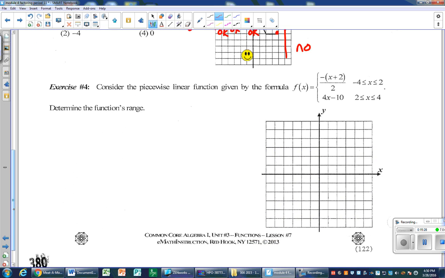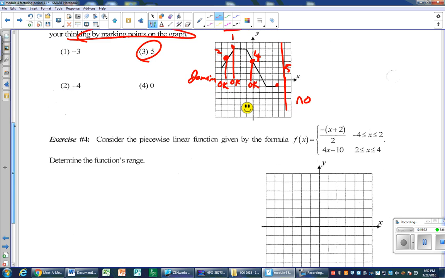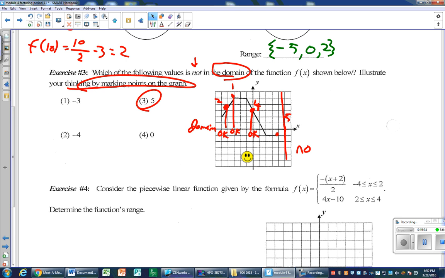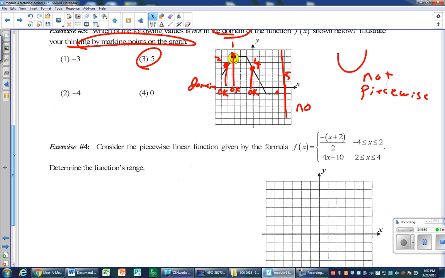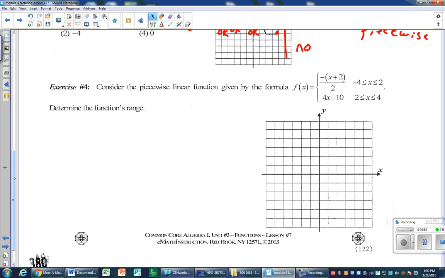Consider the piecewise linear function. What? Piecewise? Oh, that just means it changes direction. This one is a piecewise function because it doesn't just change direction, but it's made up of line segments, okay? A parabola changes direction, but it's not piecewise. Okay, that's a parabola because it's smooth. Absolute value. We'll talk about that later.